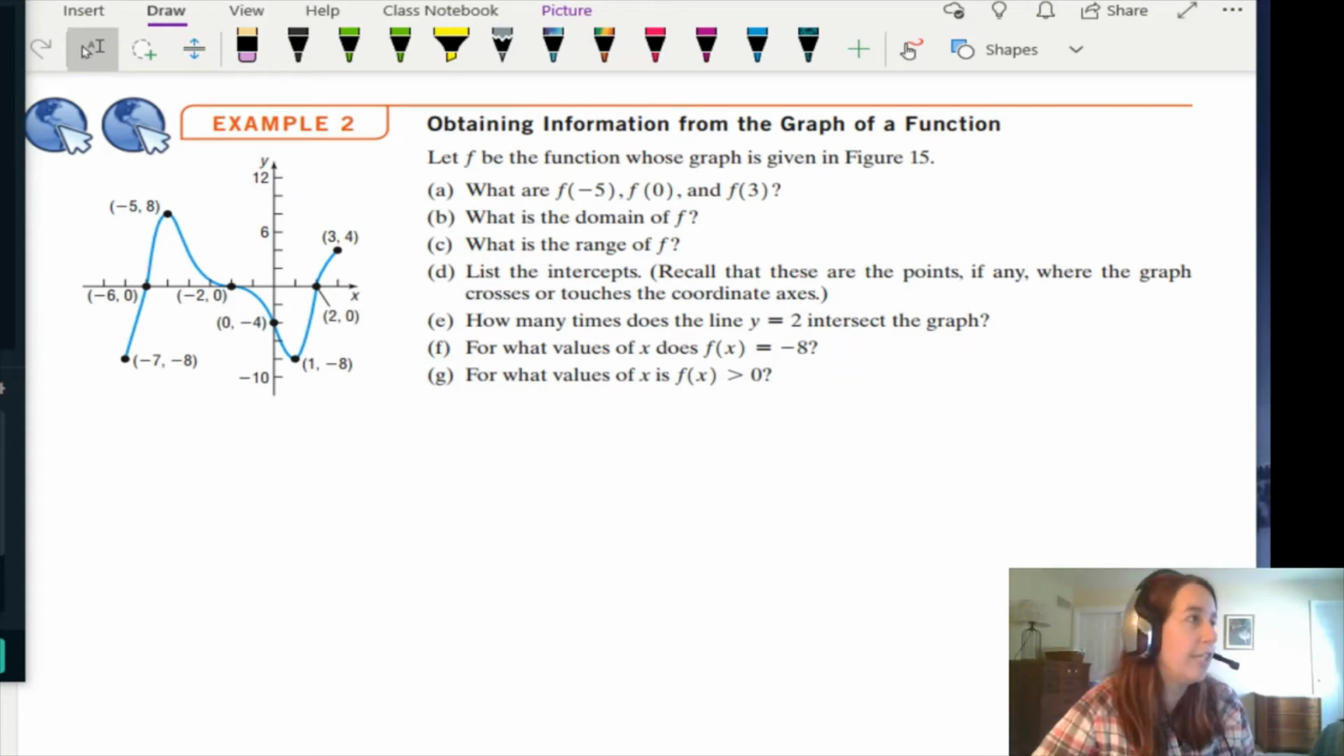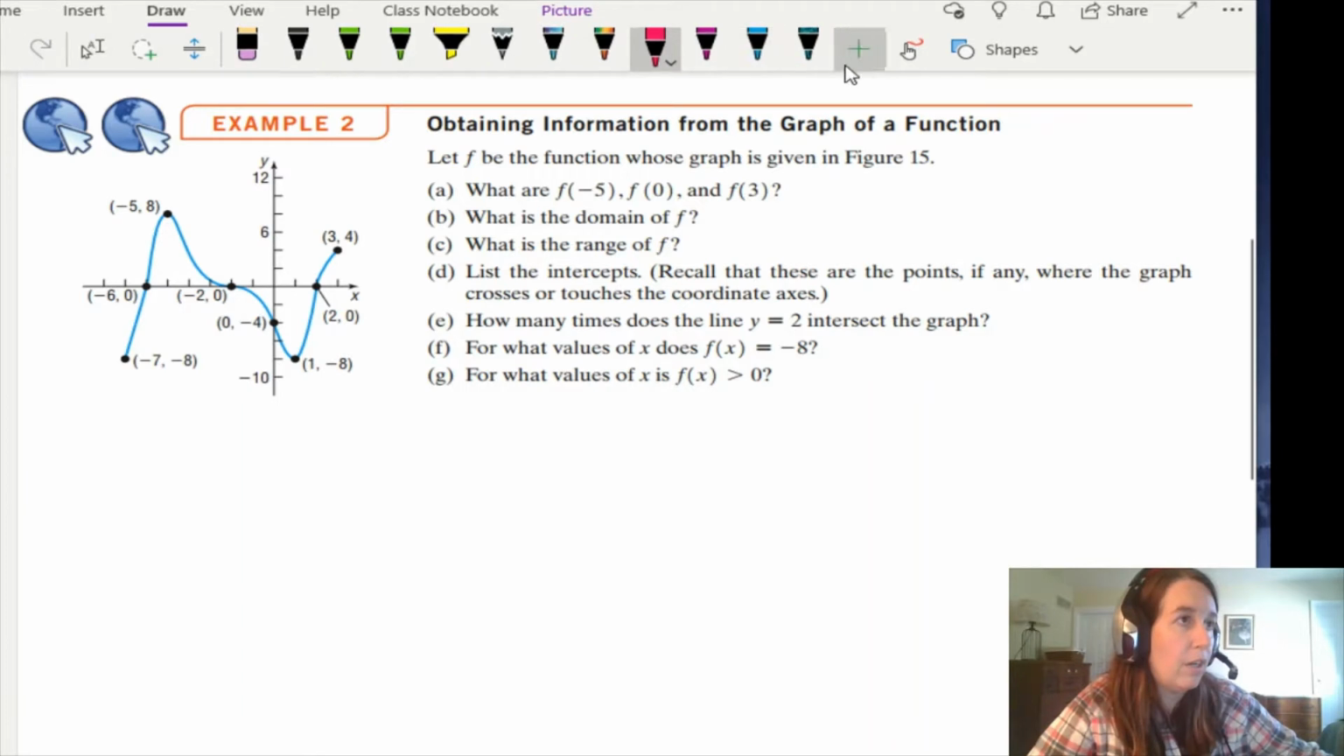All right, so looking at this example, again, this is just a picture from your textbook. It is from section 3.3, so you can look at that on your e-textbook, or you can just sketch down this information if you want to. So this here is a function. Notice that it would pass the vertical line test if I drew vertical lines through it. Okay, the first thing that they're asking is, what are f of -5, f of 0, and f of 3?